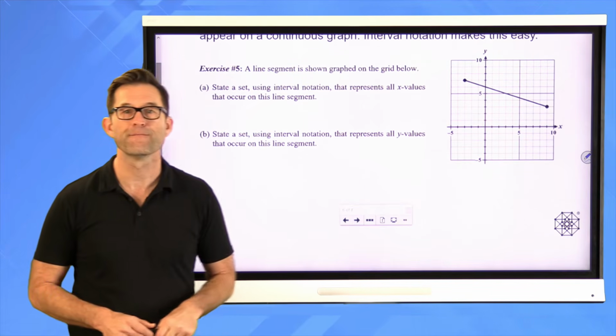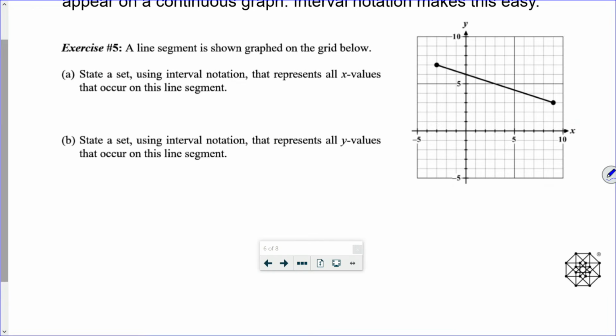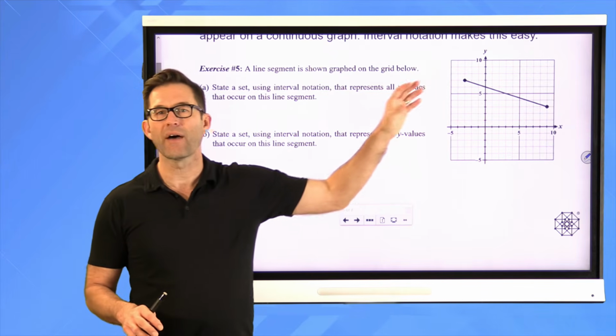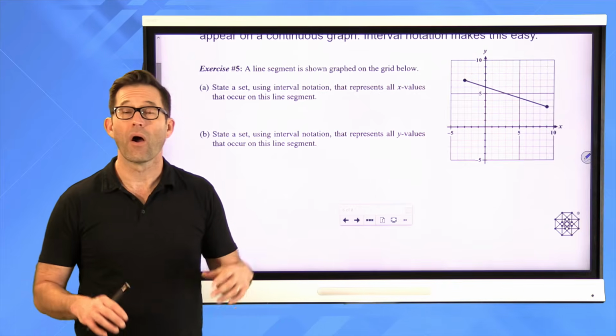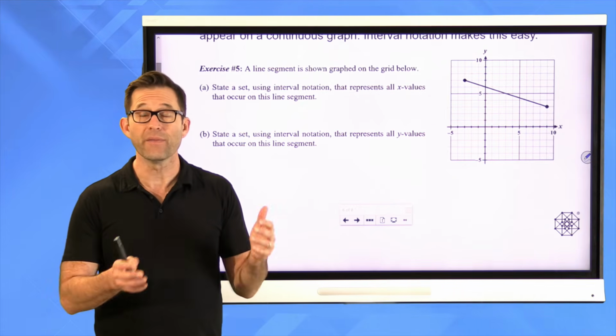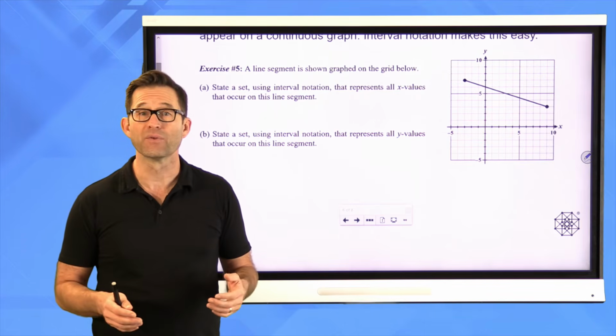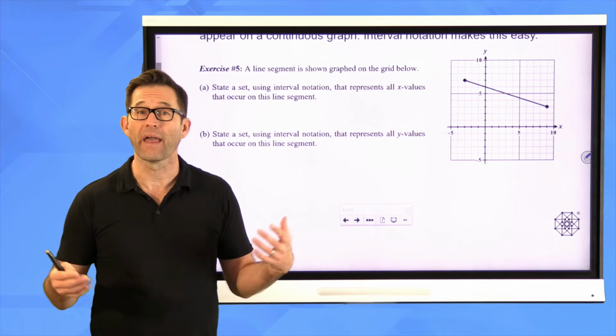Exercise number 5. A line segment is shown graphed on the grid below. Letter A, state a set using interval notation that represents all x values that occur on this line segment. This is kind of cool, right? So for a continuous graph in the xy plane, there's a set of numbers that represent the values that x has, and then there's a set of numbers that represent the values that y has.